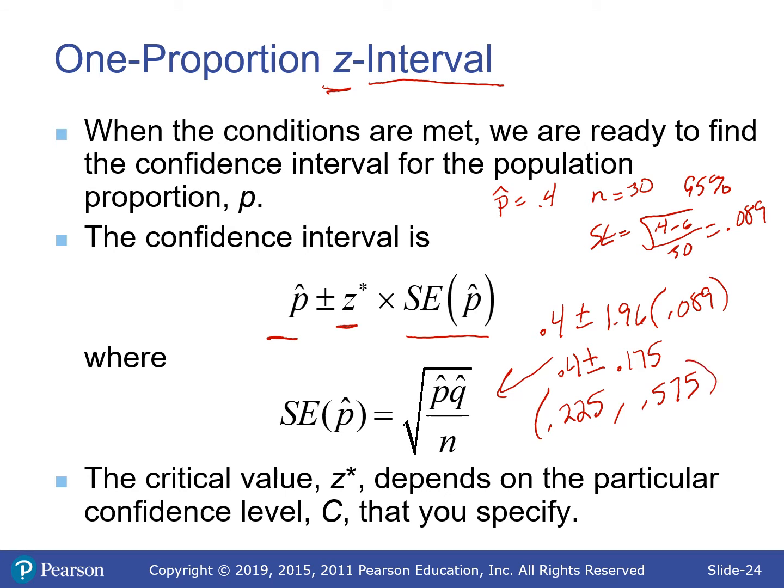Now, that's a great interval. That would not be the answer, though. The answer needs to be in context. The answer would be in the form of a sentence. It would include the confidence level.